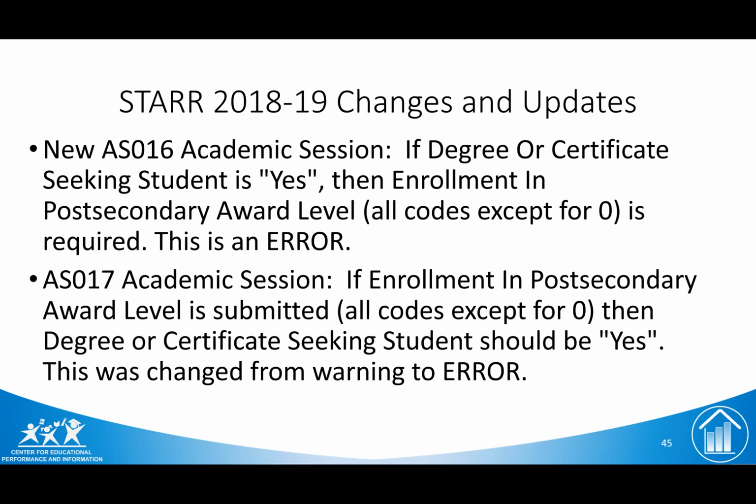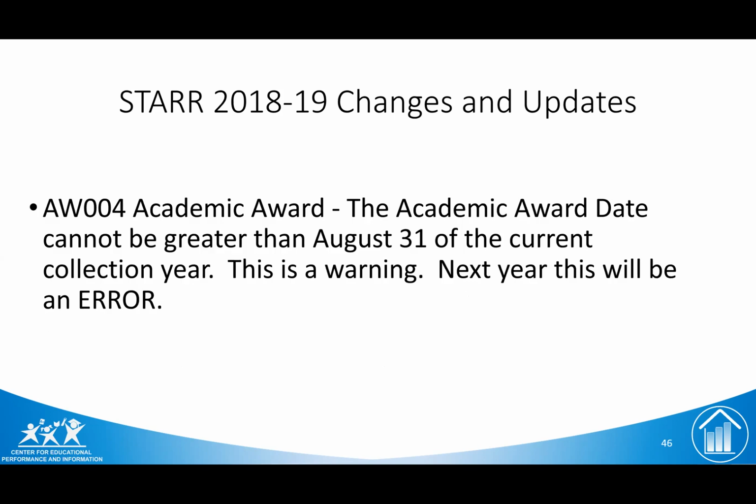The other one is that the academic award date cannot be greater than August 31st. The reason we're adding this into the system is because even though we tell the institutions to report all your awards through August 31st, some were reporting awards after August 31st and thinking that we would be keeping them in our system, even though we're not using them to report this year, that we would have it for next year.